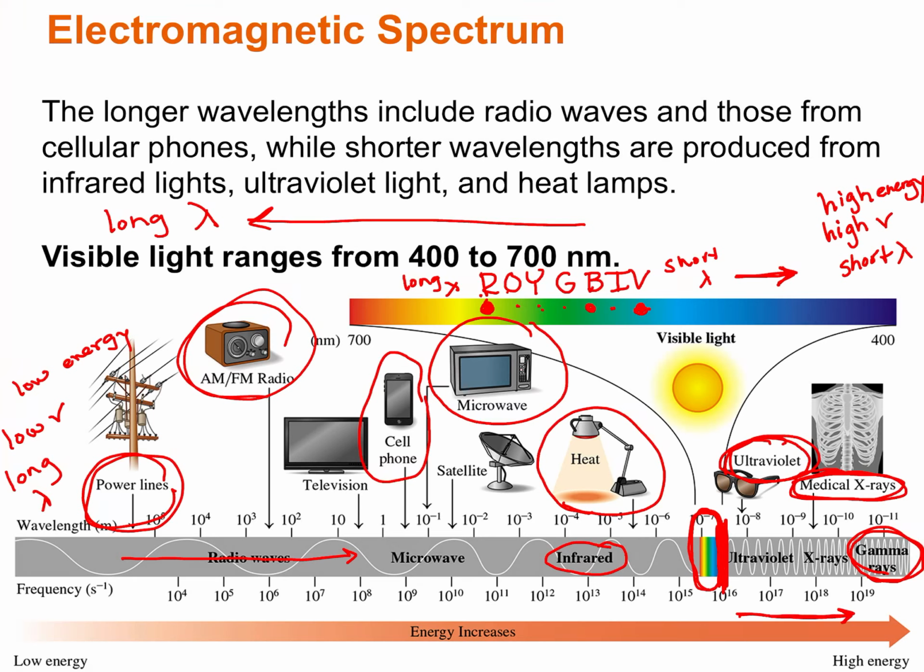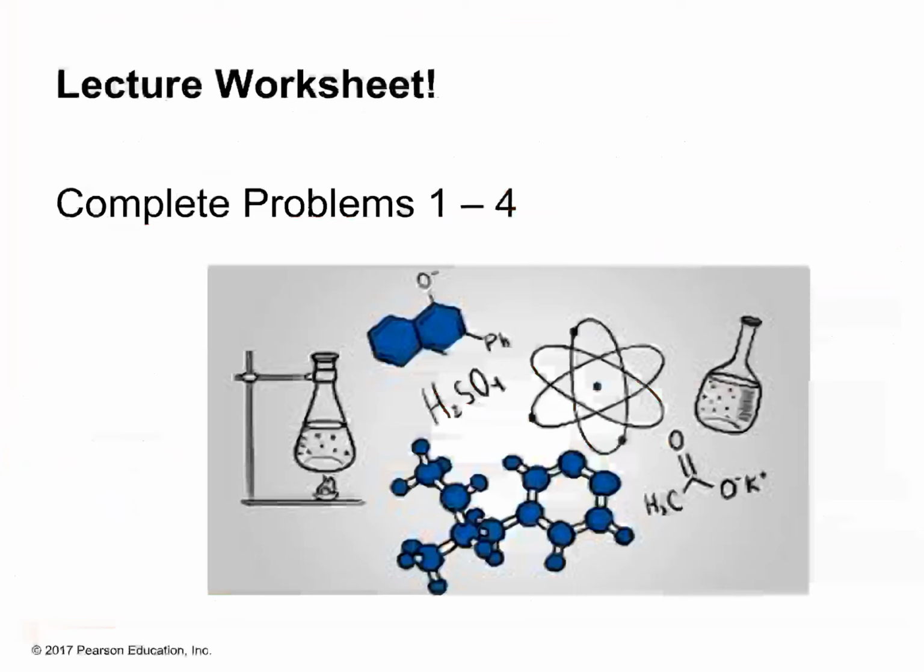So like I said, all of the stuff on this side can cause damage to your cells. All of the stuff on this side, the wavelengths are too long, you're generally considered safe from those. Don't forget, Roy G. Biv, that's how we're going to remember the order of the visible light.